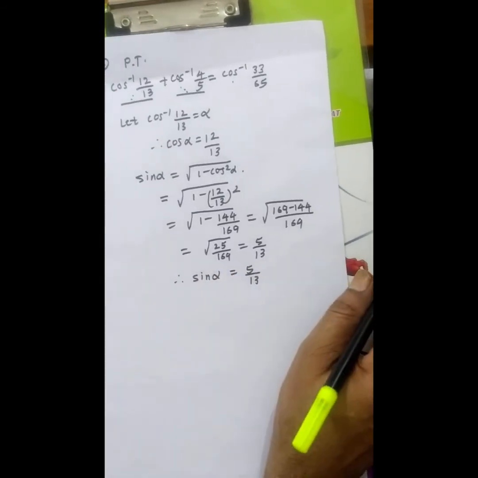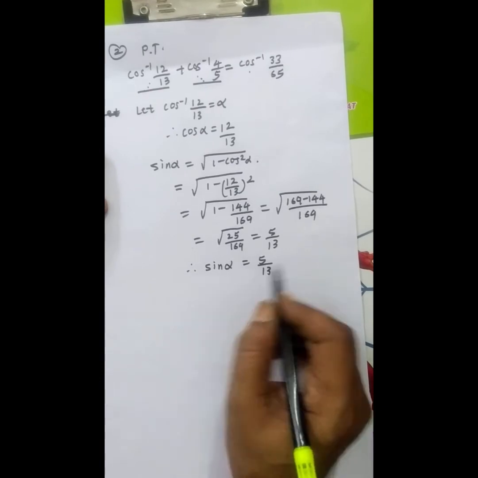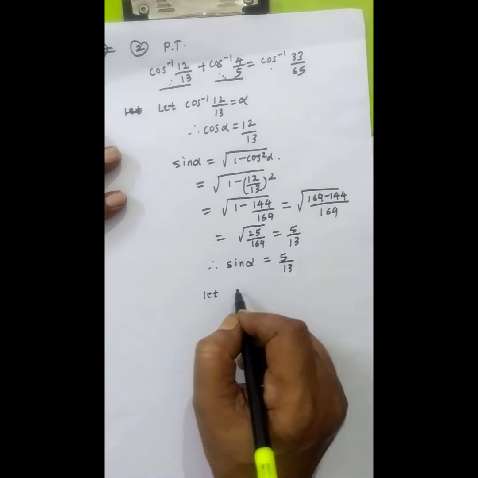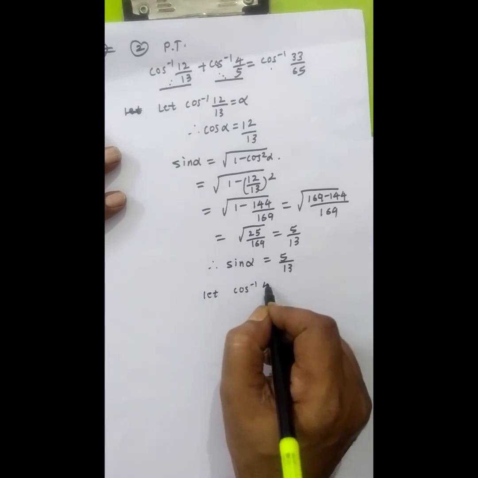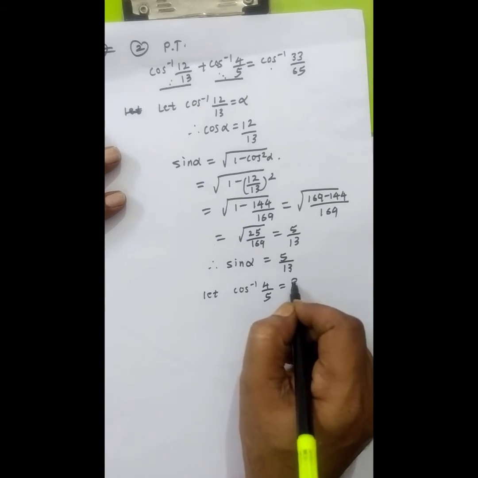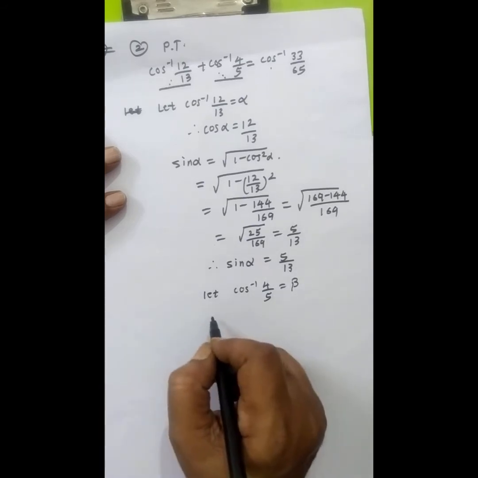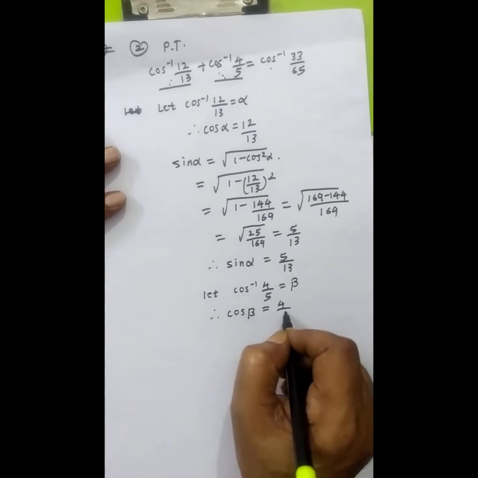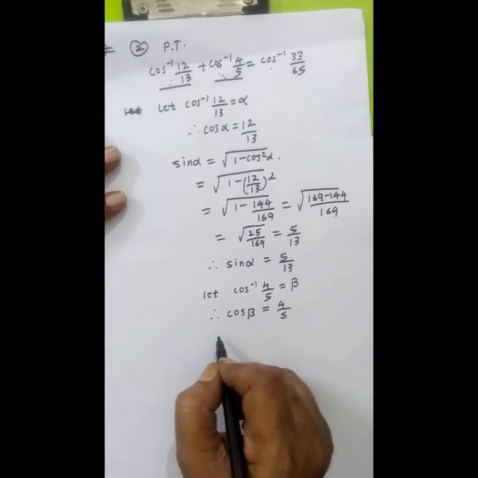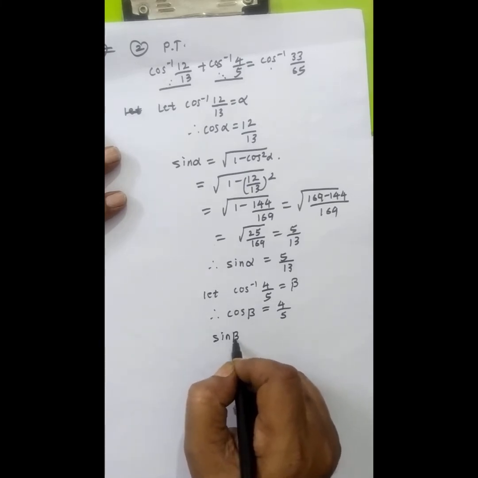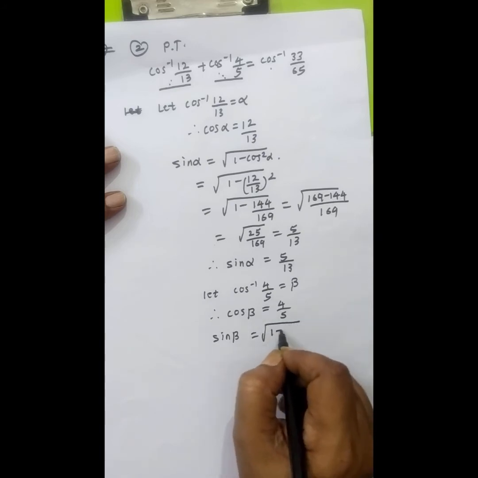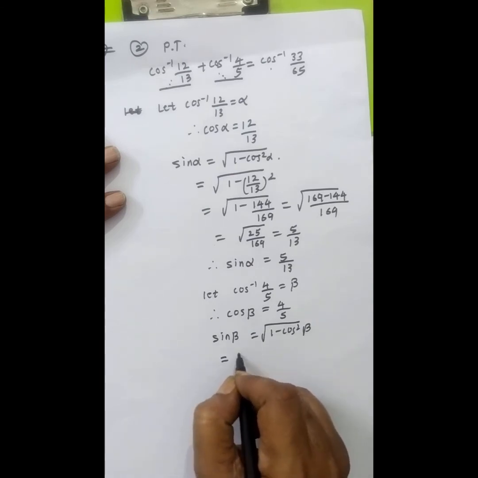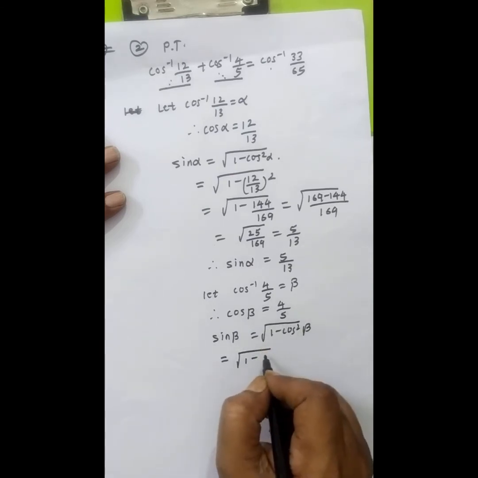Now we come to the second one. Second one is cos inverse of 4 by 5. I will take, let cos inverse of 4 by 5 equal to beta. Therefore cos beta equals 4 by 5. Now we will find the value of sin beta. So it will be sin beta equals root of 1 minus cos square beta. So it will be root of 1 minus 4 by 5 whole square.